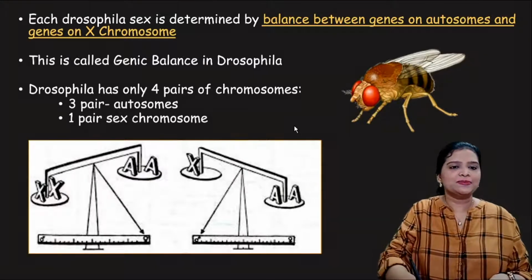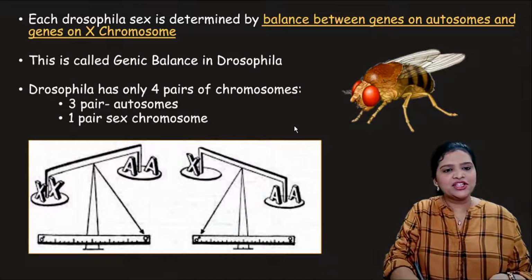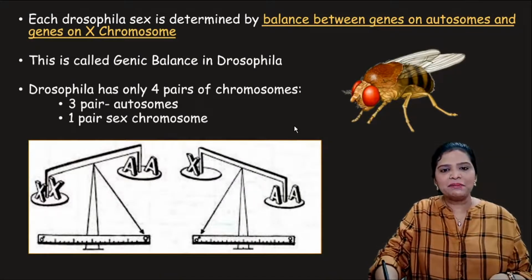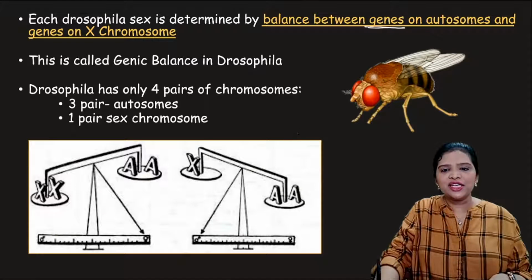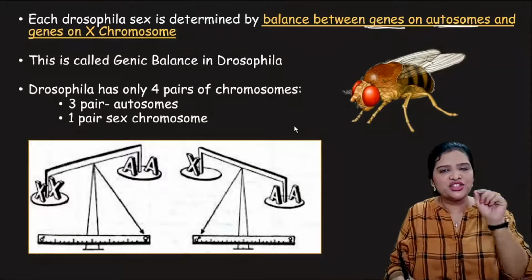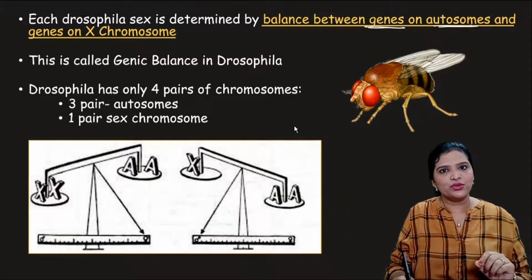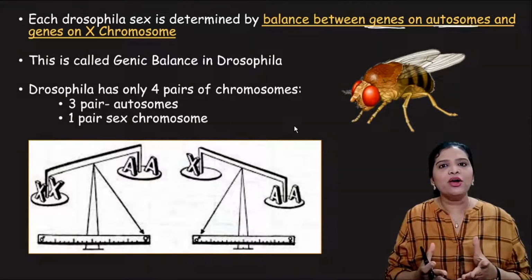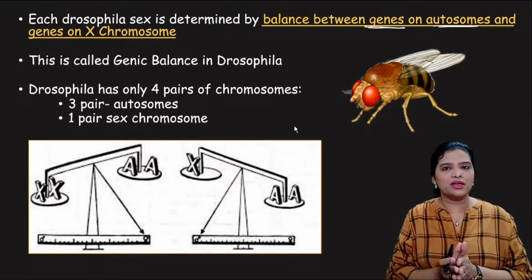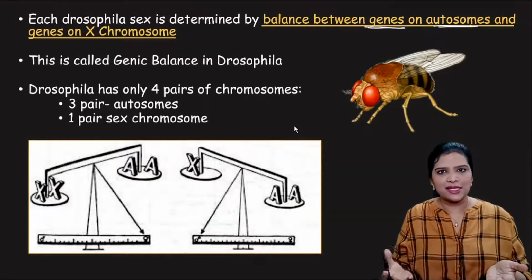Let's understand that. In Drosophila, the sex is determined by a balance between the genes on the autosomes and the genes on the X chromosome. We have seen that in any organism, there are two groups of chromosomes, autosomes and sex chromosomes, right?